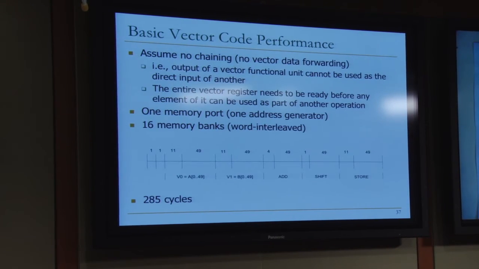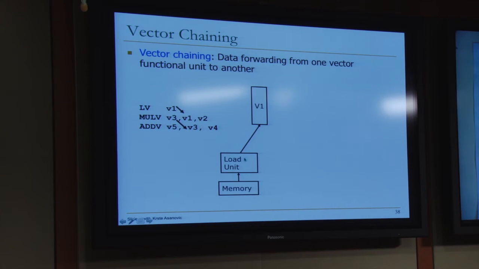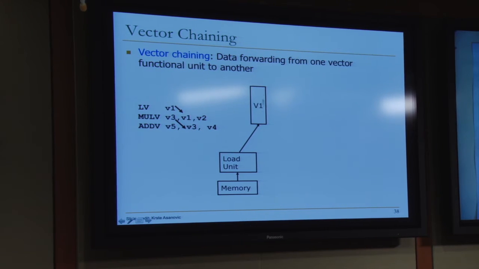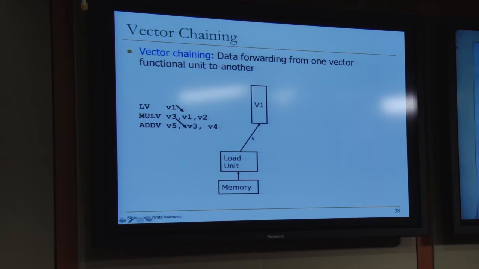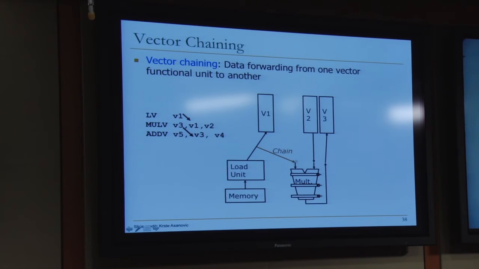Okay. So let's do chaining, because chaining kind of makes sense if you have the hardware resources for it. It's pretty simple. It's data forwarding from one vector functional unit to another. When the first element of this becomes ready, supply it to the multiply unit. When the first element of this becomes ready, supply it to the add unit. And it kind of looks like this. You have the load unit that is actually populating a vector register. Whenever you do a vector load, you're really populating a vector length number of elements in this vector register. But when you get the first element, you not only put it into the vector register, but also supply it to the multiplier. If the multiplier actually needs it, there should be a mux somewhere over here, right?